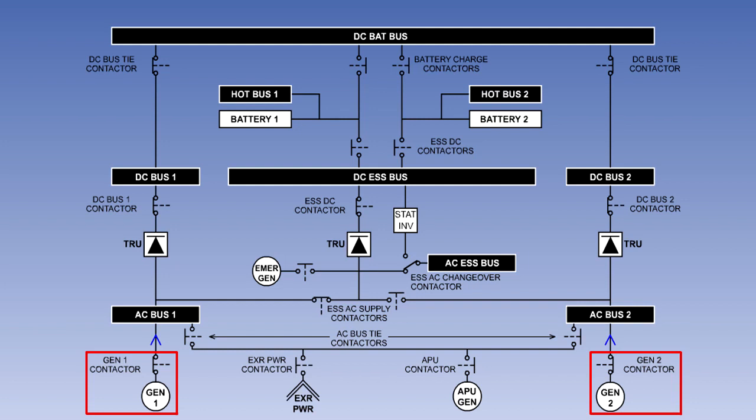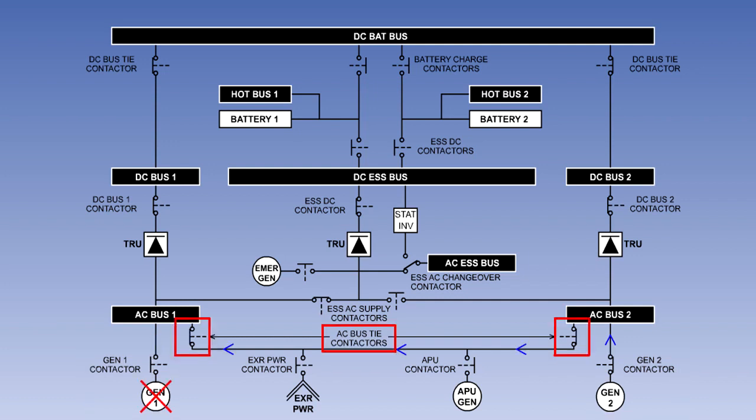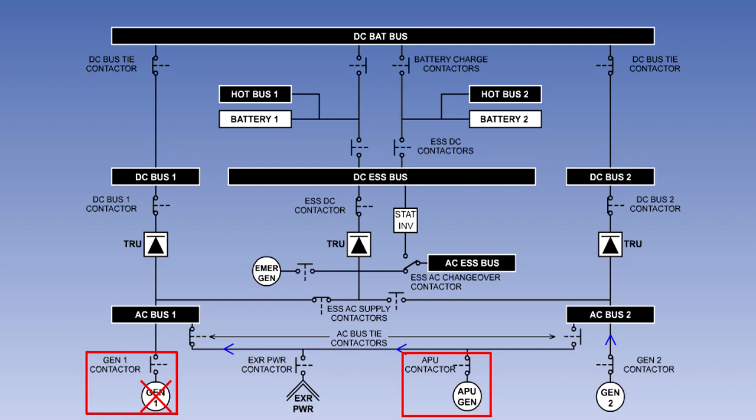The engine-driven generators are connected to their individual busbars by their generator contactors. In the event of a single generator failure, the bus tie contactors will close to supply both busbars from one generator. On the ground, external power or the APU generator can supply all services. In flight, the APU generator can be used to replace a failed generator.